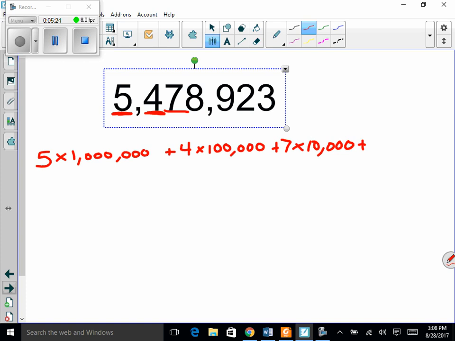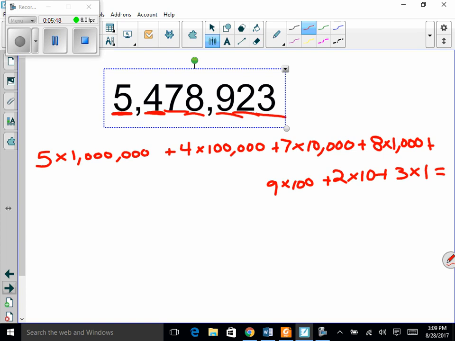And notice I'm going to run out of room, so just keep moving them over. It's no big deal. 8 times 1,000, plus 9 times 100, plus 2 times 10, plus 3 times 1. Now, what that's saying is I took that whole number apart by place value, letting you know how many were in that place value, and made it into an addition problem showing you that if I took it apart and added them all together, you would get that number.